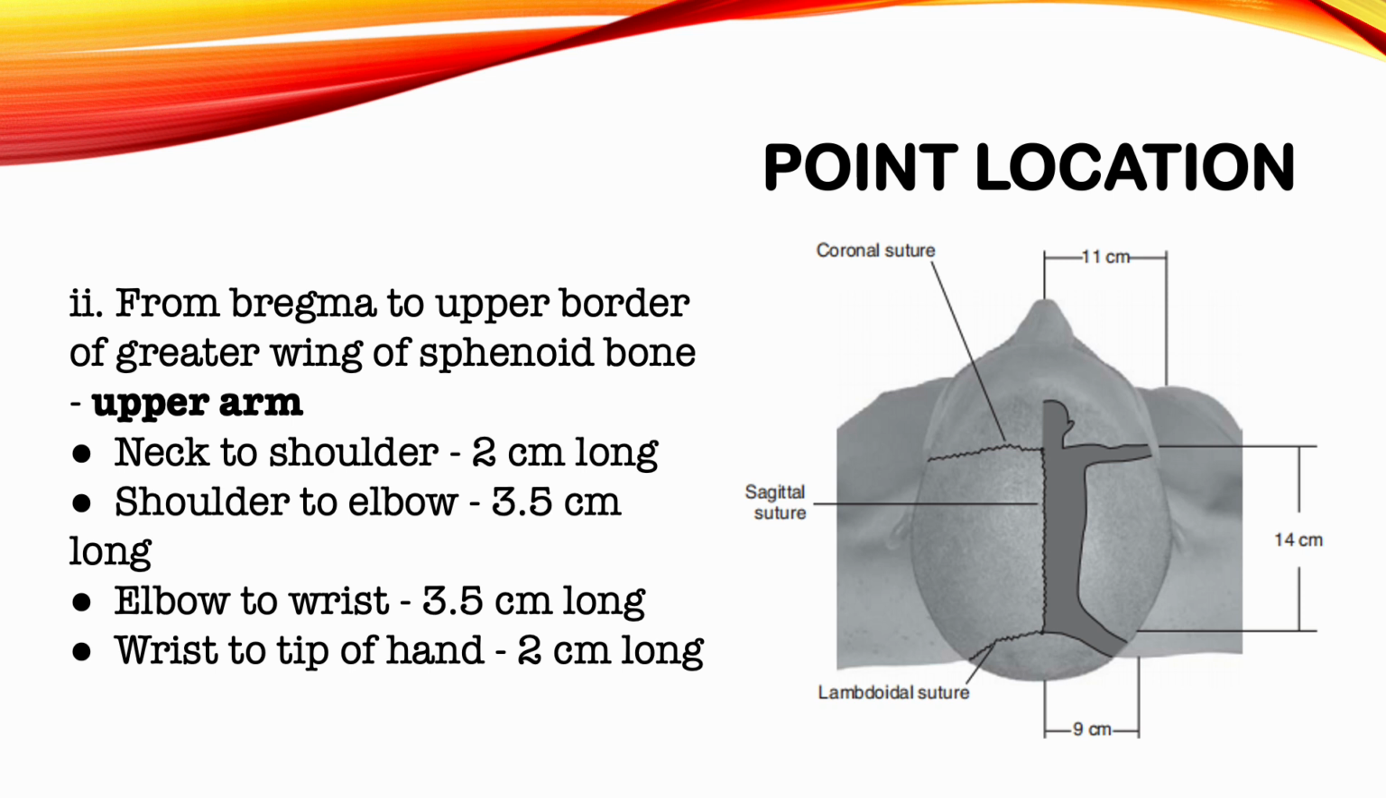From bregma to the upper border of the greater wing of the sphenoid bone is the upper arm. The neck to the shoulder is 2 centimeters long. The shoulder to the elbow is 3.5 centimeters long. The elbow to the wrist is 3.5 centimeters long. The wrist to the tip of the hand is 2 centimeters long.